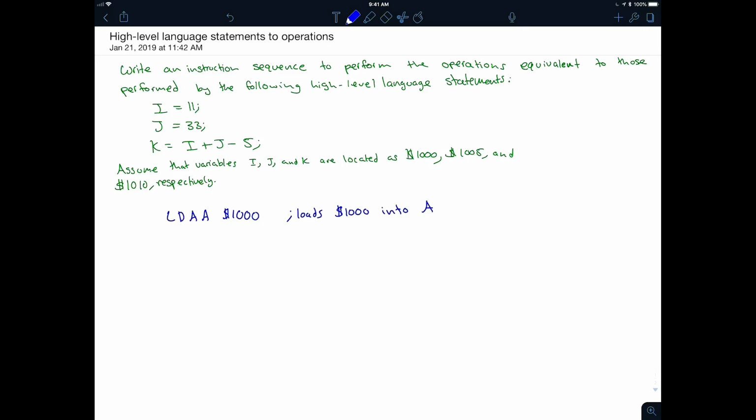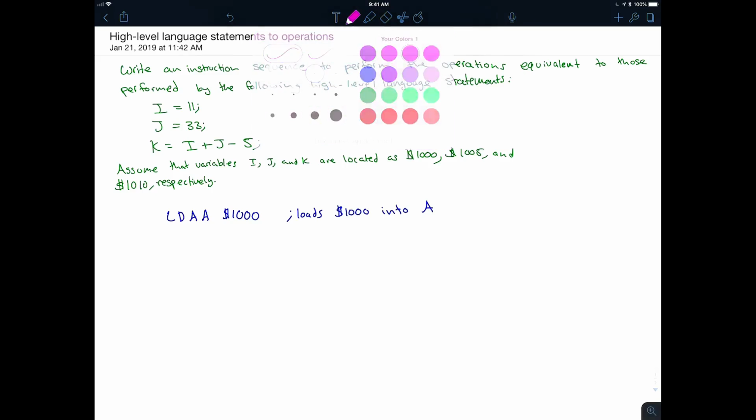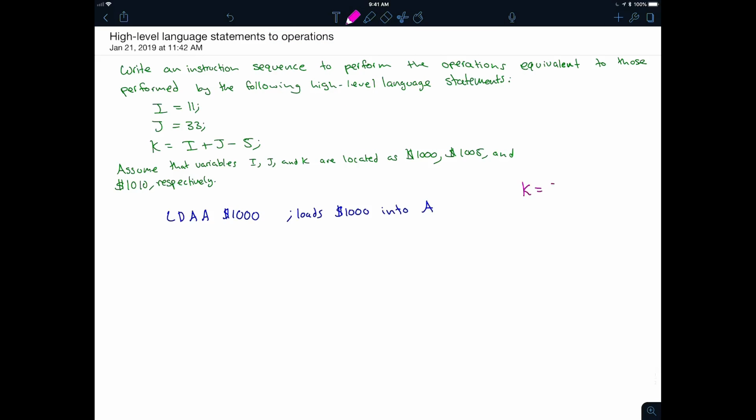So the first thing we're going to want to do is look at the equation right on the side. K equals i plus j minus 5. And we can rewrite this as the memory locations: 1010 equals 1000 plus 1005 minus 5. I'm writing it like this to know how I'm going to write my code.